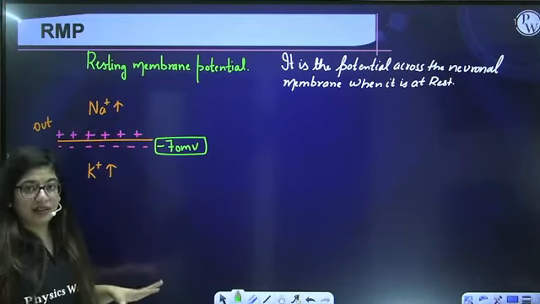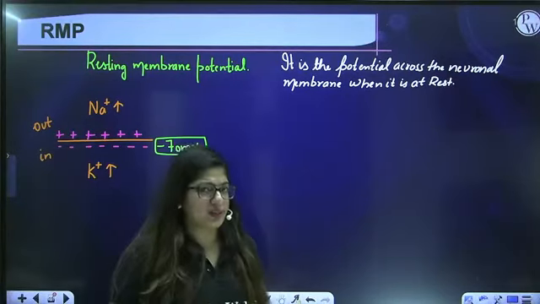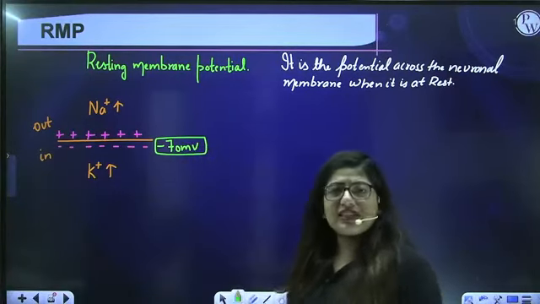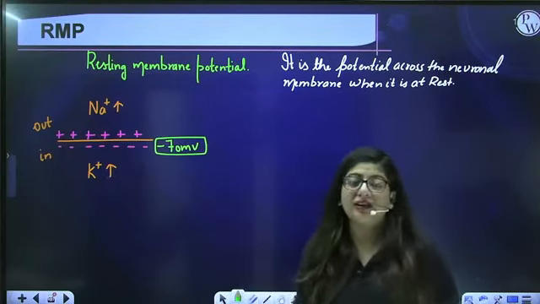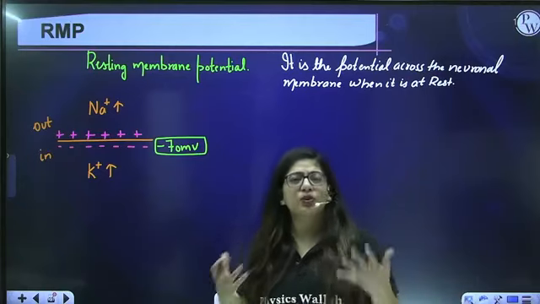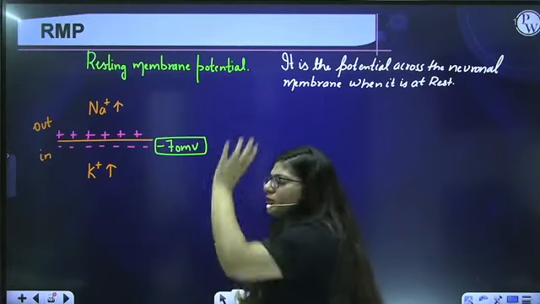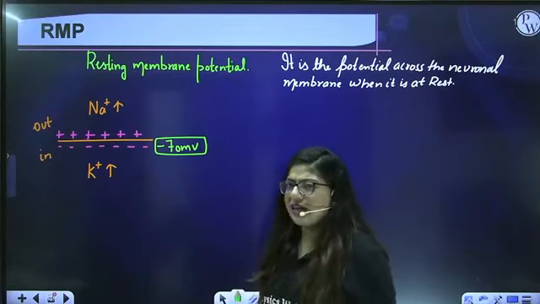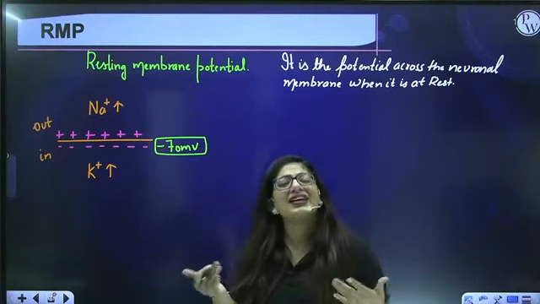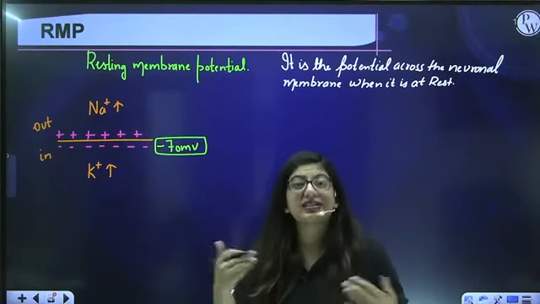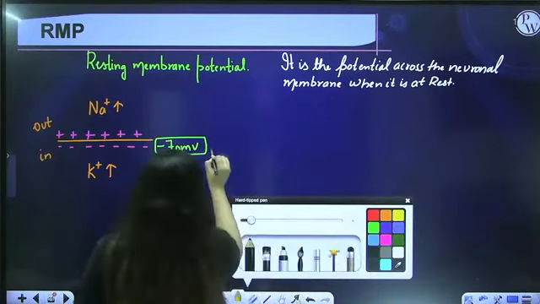Now, what are the factors that lead to this minus 70 millivolt situation? Why is it always minus 70 millivolt? Or why do we say that sodium concentration is higher outside and potassium is higher inside? Why does this happen? There are three reasons. Sodium is always higher outside, potassium is always higher inside, and the potential difference across the cell membrane is minus 70 millivolt, right? Why is it happening? There are three reasons. How many reasons, guys? Three reasons. Let's check them out.